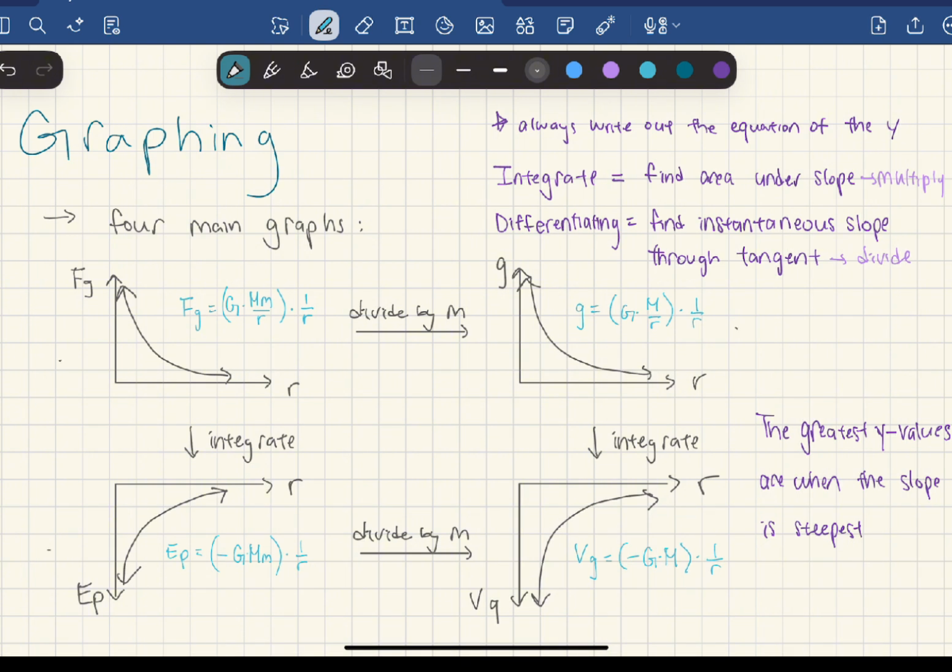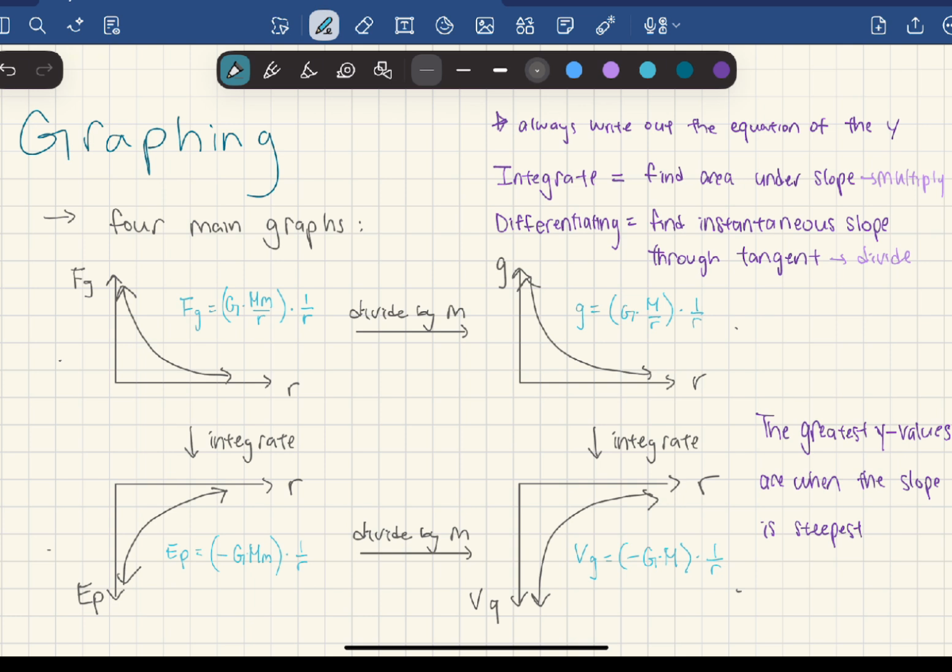Most of the questions relating to the graphs will be between these vertical pairs, so Fg and Ep, and g and Vg. To go between these, if you go from Fg to Ep, you will integrate, and if you go from g to Vg, you will also be integrating. That goes into calculus, which I'm not going to talk about, but integrating basically means that you have to find the area under the slope, and you're multiplying, which I'll talk about next with an example.